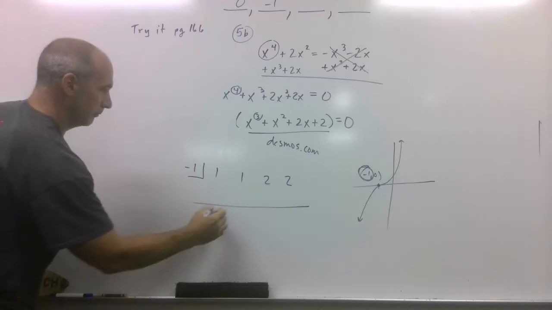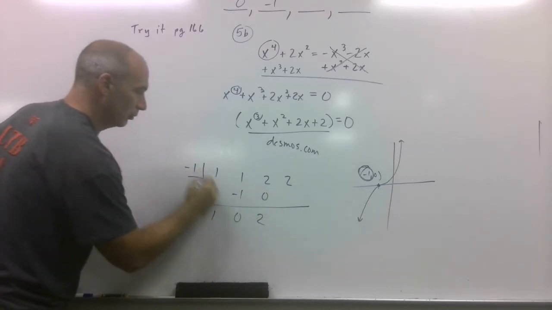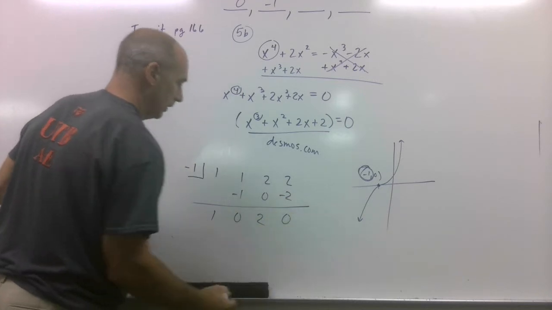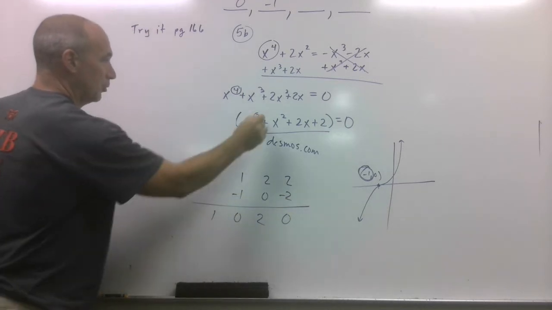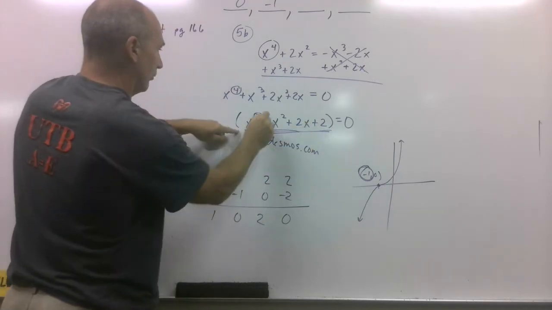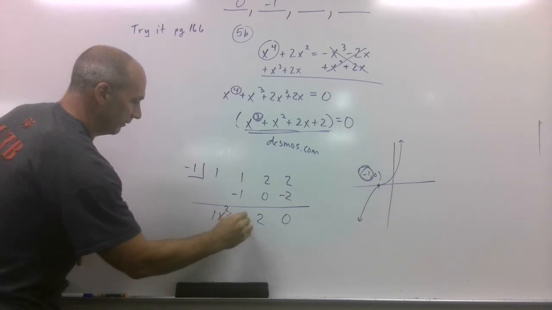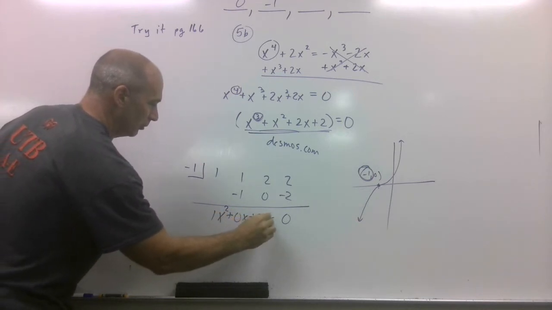Drop the 1, negative 1, 0, 0, 2, negative 2, 0. Now what does this represent? Remember the rule. We use this, not the original, this. So the 3 drops down to a 2, so it's 1x squared plus 0x plus 2 equals 0.